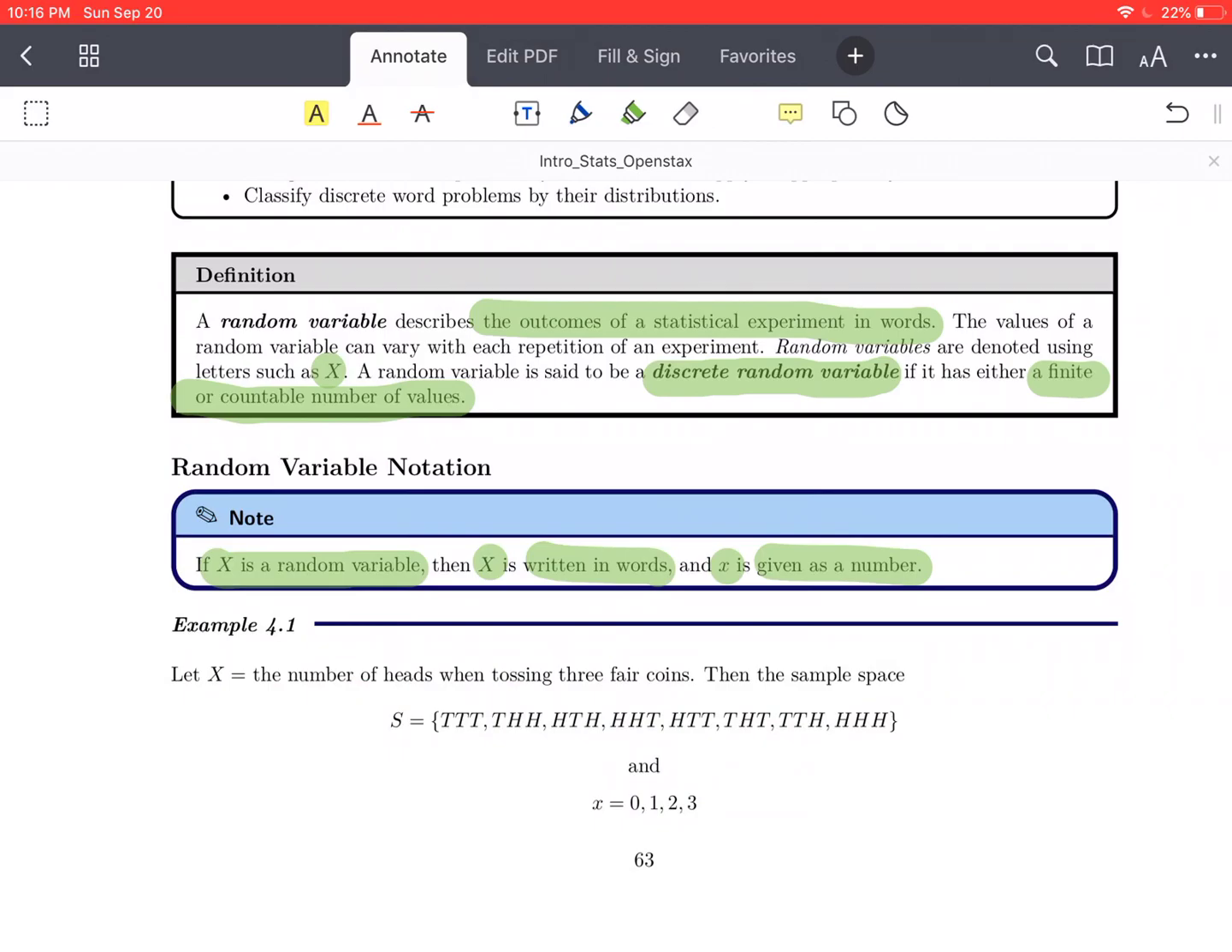Okay, so this is the distinction between, if you're wondering later on, the capital X versus the little x. Capital X is the random variable. It's the description of what is actually happening in the experiment, and little x gives us the potential values of the random variable.